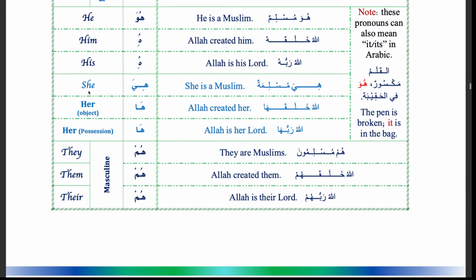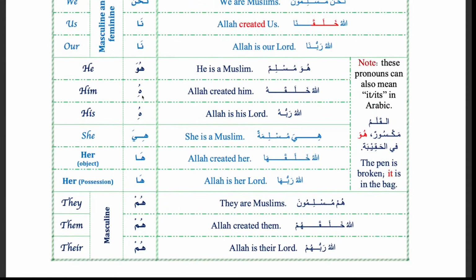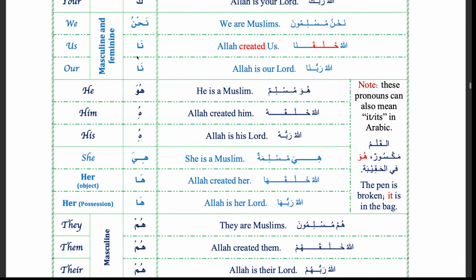Now note, here we have hu as him and hu as his is 2, right? It's not 1. Hu as him and hu as his is 2. Na as us and na as our is 2. Right, so if you find one of na as us and one of na as our, it is going to be considered 2.